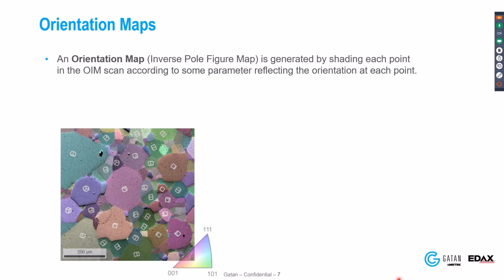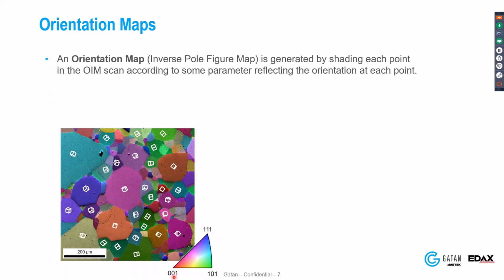So the most common is an orientation map or an inverse pole figure map. And basically with this, each point that we've collected is shaded according to a crystallographic orientation. And generally when we do this with an inverse pole figure map, we show this little reference stereographic triangle. We color things here. So if it's a 001 orientation, it's shaded red. If it's a 111, it's shaded blue.